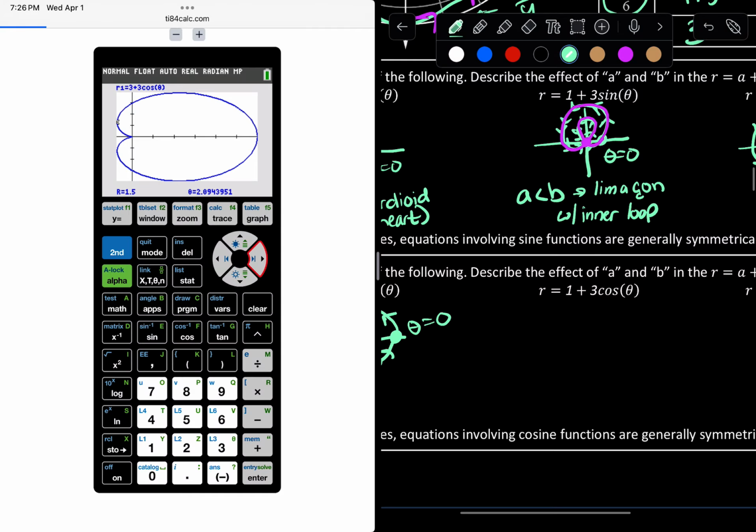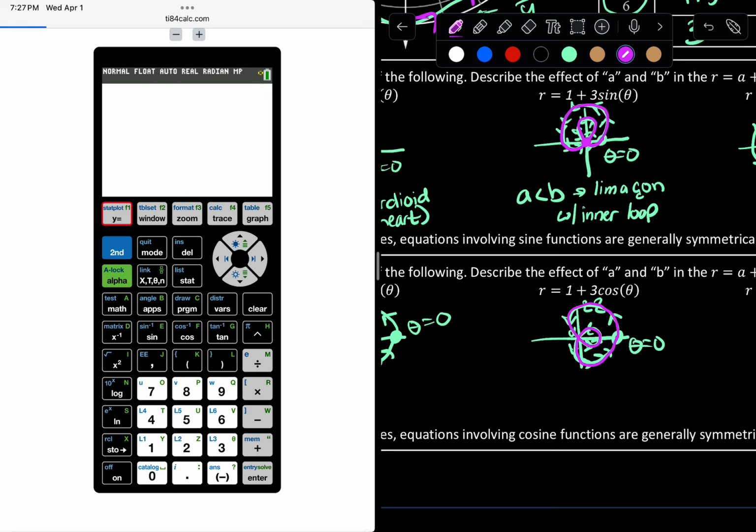So now without graphing it in a calculator, if I wanted to graph 1 plus 3 cosine theta, I'm going to start on the polar axis again. So theta is equal to 0. But now the inner loop will happen in quadrants 4 and 1 instead of 1 and 2. So I'm going to go around, I pass through the pole, pass through the pole again, and then I come back to here. And the orientation will be counterclockwise again.